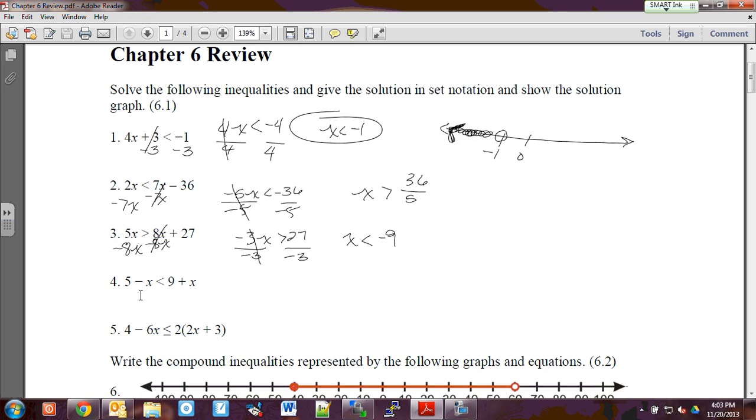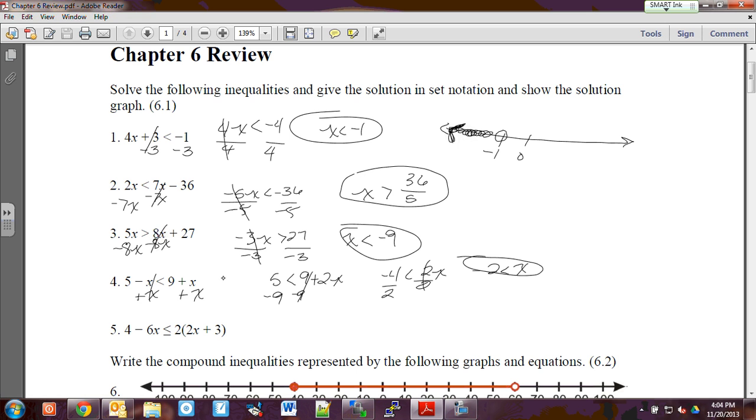Alright, so now for number 4, we're going to add the x to both sides. So we're going to have 5 is less than 9 plus 2x. Minus 9, minus 9. Negative 4 is less than 2x. Divide by 2. So negative 2 is less than x. Oops. Alright, so I'm circling all my answers. Alright, so there's those 4.